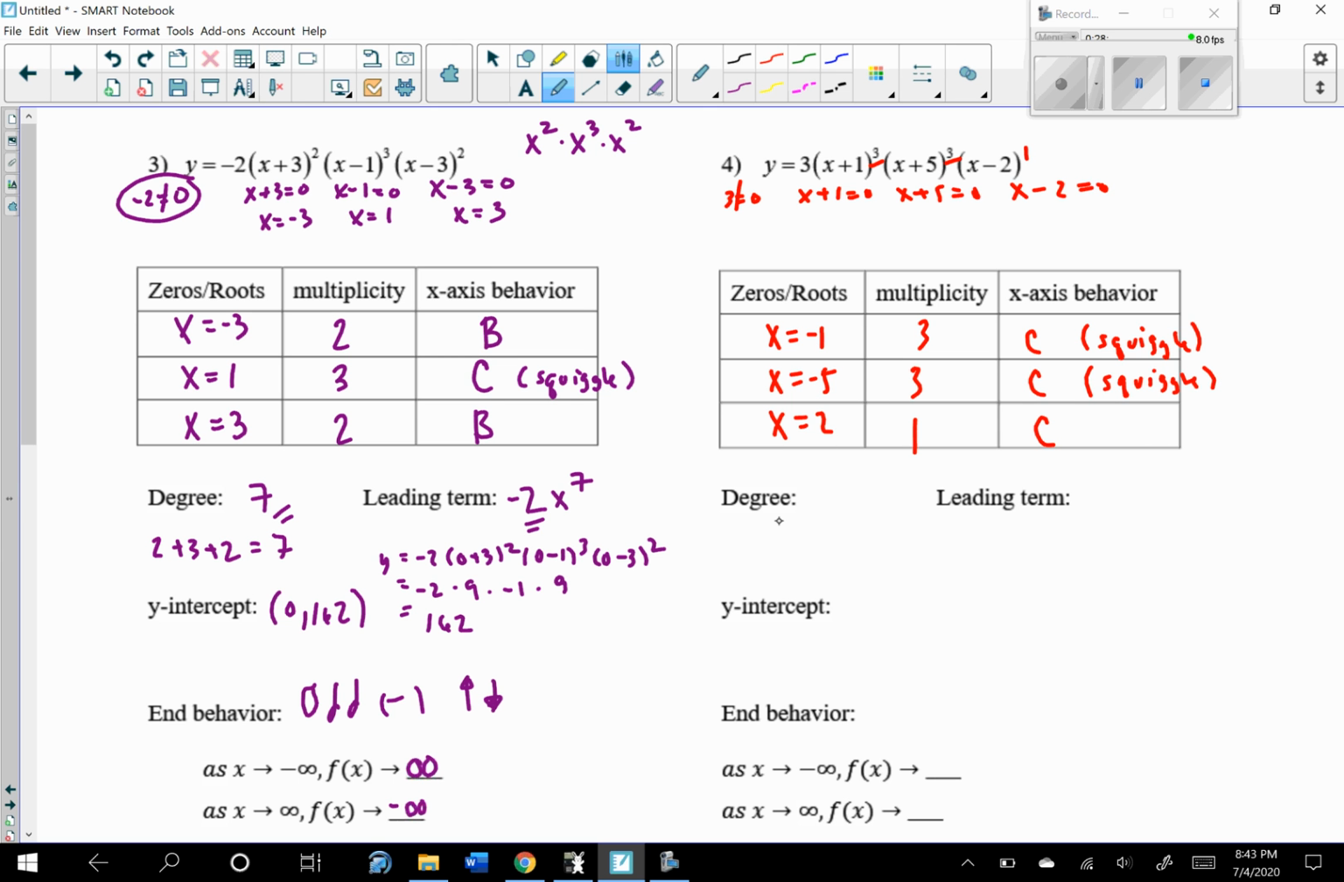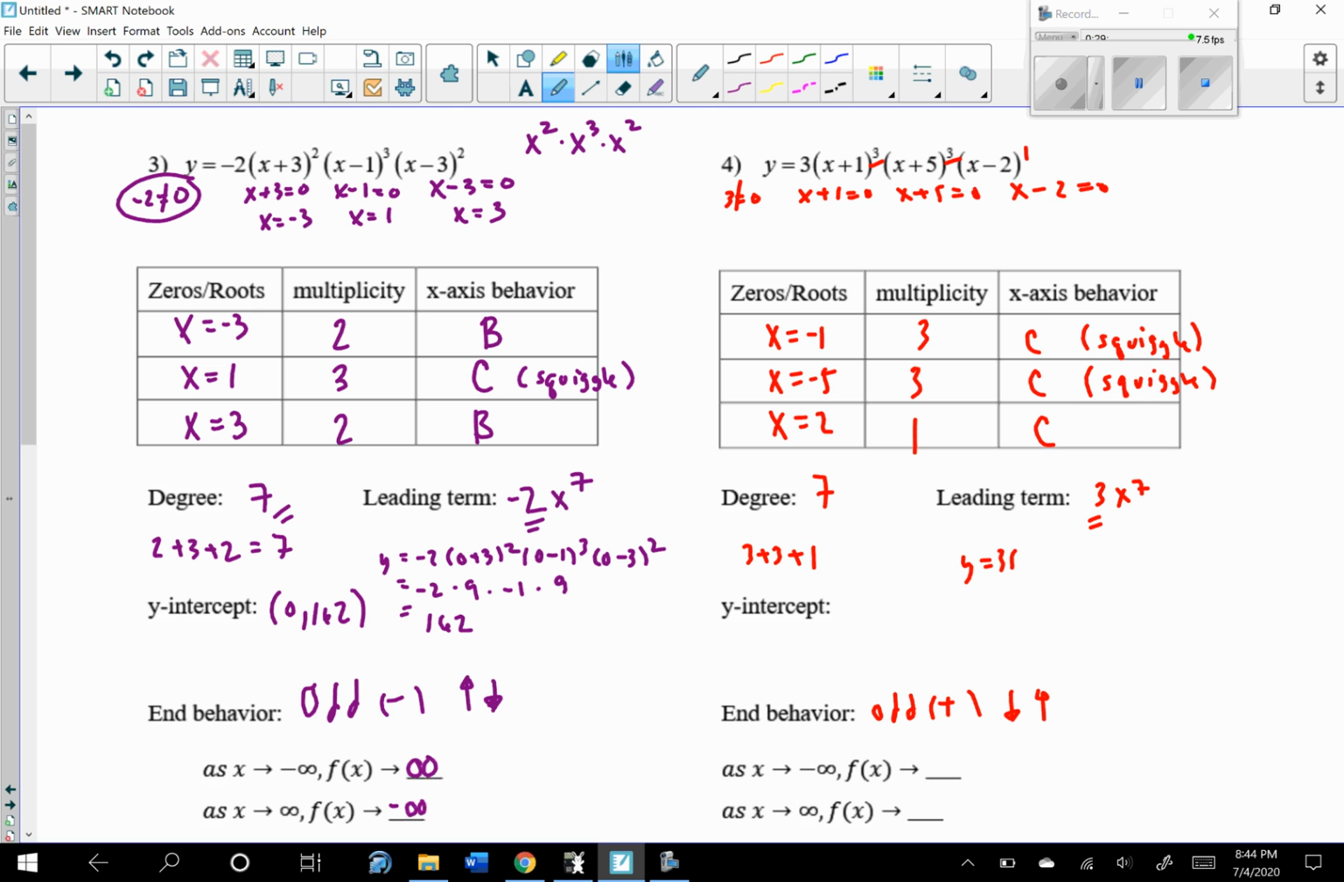The degree of this, again, add the multiplicities. So 3 plus 3 plus 1 gives us 7. The leading term, if we were to multiply this out, would be 3x to the 7th. So that means this is an odd power and a positive leading coefficient. So the left end goes down, the right end goes up. For the y-intercept, plug 0 in for x and solve.